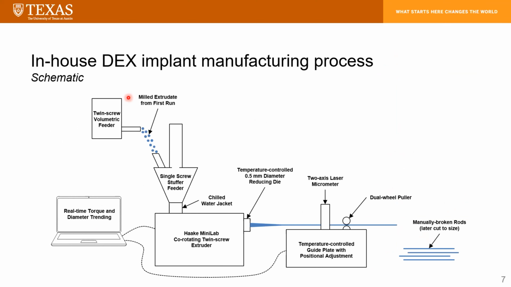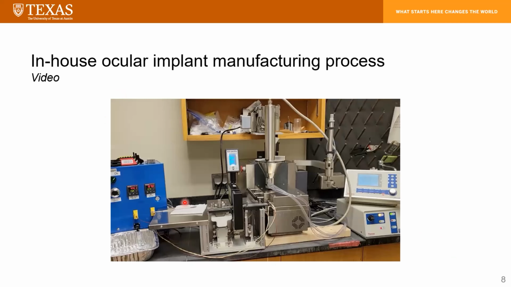And this is our manufacturing process. We use a two-step feeding process in order to maintain consistent diameter. With the HAAKE MiniLab for the extrusion process, there is a laser mic to detect the size, a custom-made puller, and real-time monitoring. So let me go into the details of the manufacturing process. Here's a video.